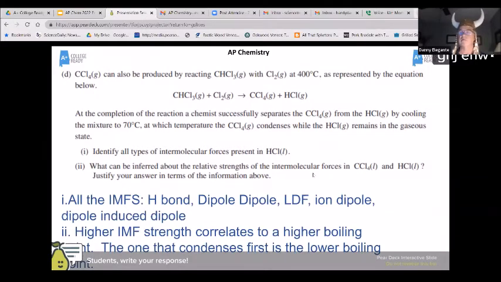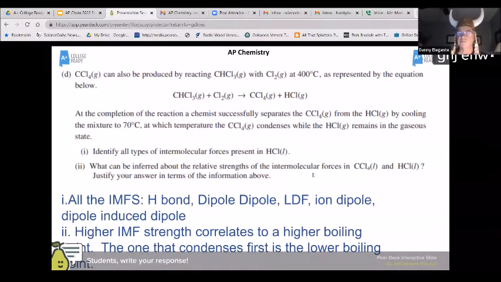Ion dipole talks about when something that's an ion, like sodium ion, is attracted to something polar like water. And dipole-induced dipole, I remember the name, but I don't know what it means. That's a good thought, right?